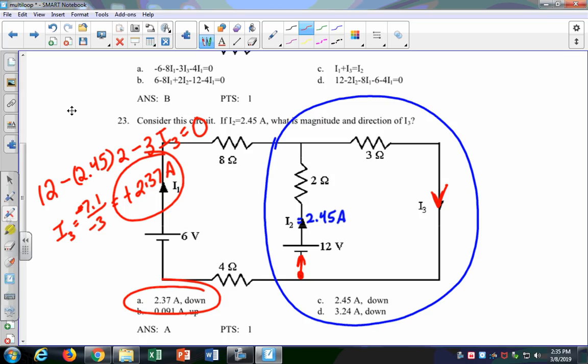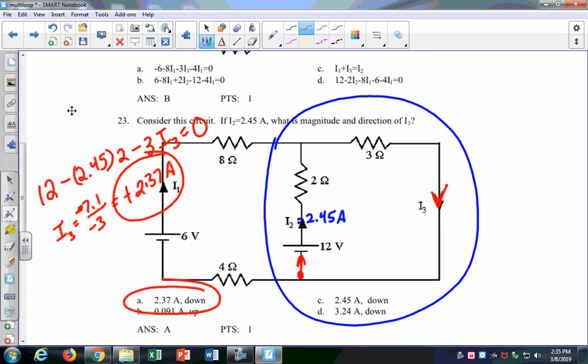I'm not quite sure if I understand. Okay. You choose the direction for the current, and then you go through the whole process. In the end, if you find that the answer is positive, then you chose the direction of the current correctly. If you find that the answer is negative, then you chose the direction incorrectly, and you just switch it. You just give it the opposite answer. Yeah, the positive doesn't give a direction. It just tells you, did you get the direction correct or not?